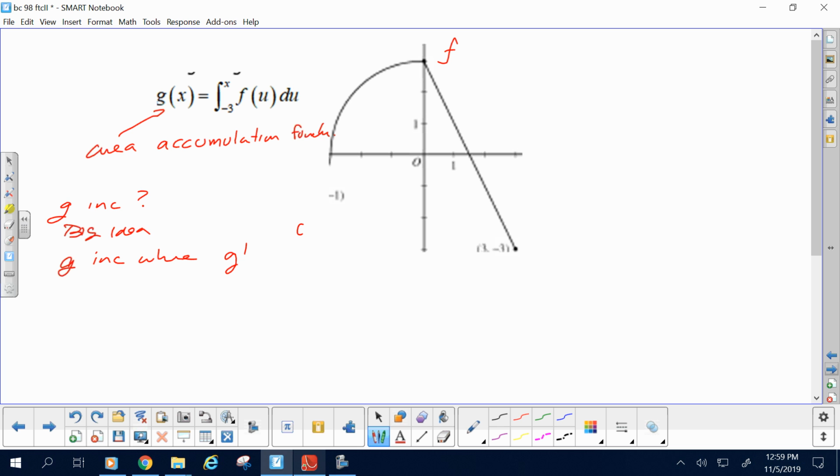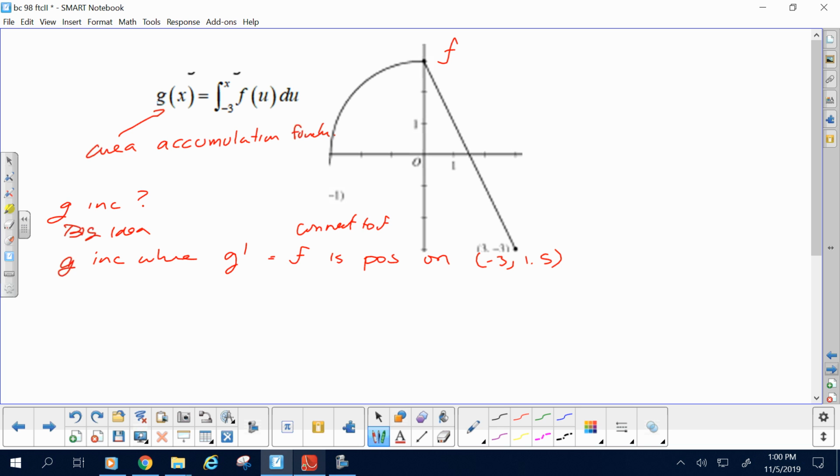Then connect it to what's given. What is the G connection to F, or G prime connection to F? G prime, which equals F, is positive, and that's on negative 3 to 1.5. It would not matter for the endpoint, so if you use parentheses or brackets, you'll be fine.